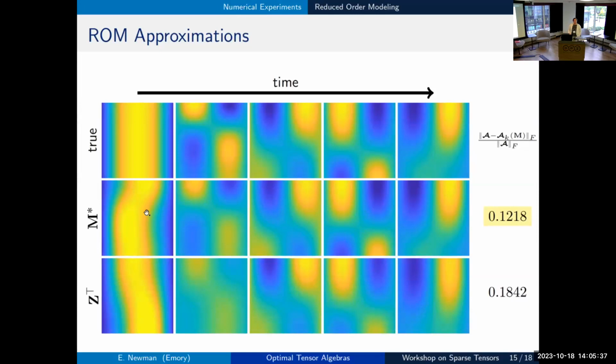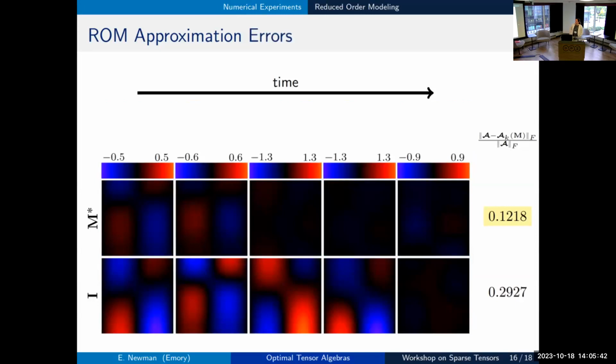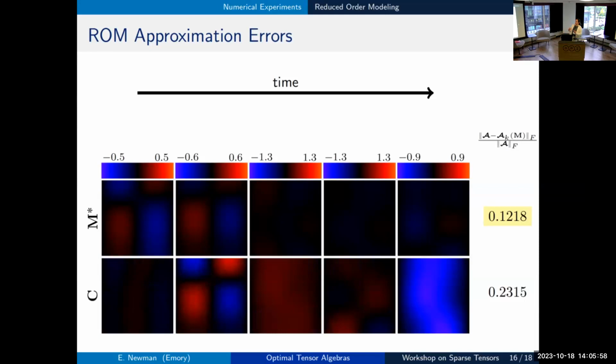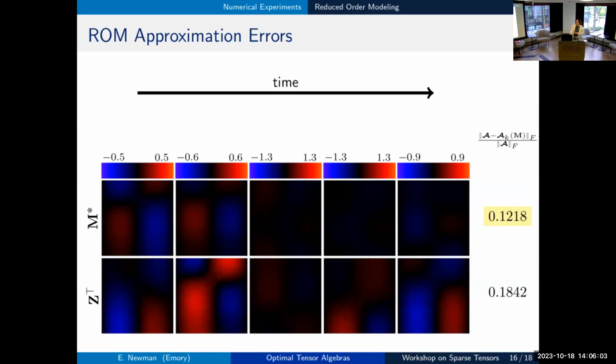Perhaps this is even clearer if we look at the error here. So black means we nailed it, blue means we underestimated, and red means we overestimated. Brightness means we really missed. So we can see the identity doesn't do very well. We do better with C, but still miss more often than we do with M star. And same result for D transpose.